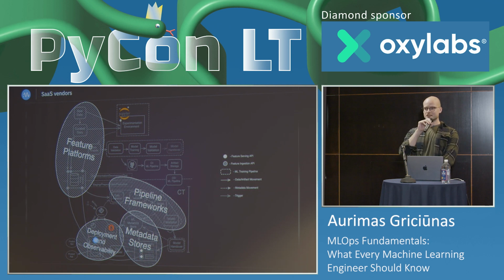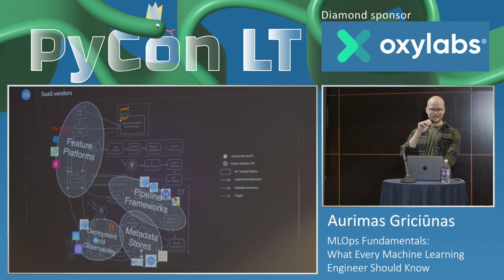So it's very good that this entire workflow is split by function. So we have feature platforms, pipeline frameworks, metadata stores, and deployment and observability. And the SaaS vendors are split also very nicely. So we have stuff like Tecton, Feast, Hopsworks, or Featureform for feature platforms. We have ZenML, Kubeflow, Dagster, Airflow for pipeline frameworks, metadata stores such as Neptune AI, MLflow, or Weights & Biases. And then deployment and observability, examples are Kubeflow, Seldon Core, SageMaker Endpoints, and similar.